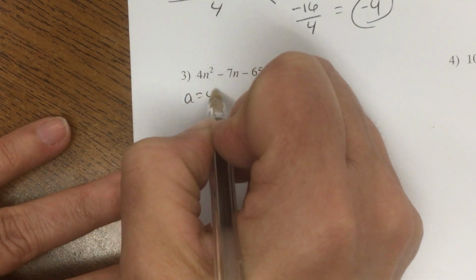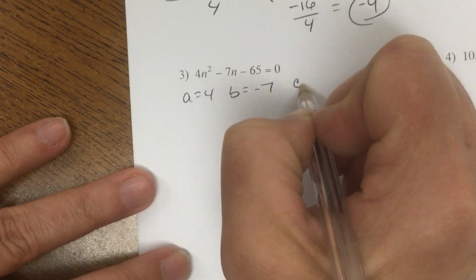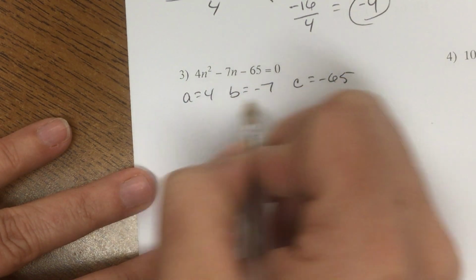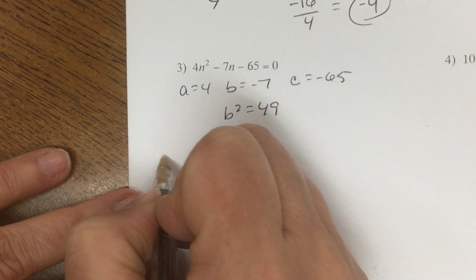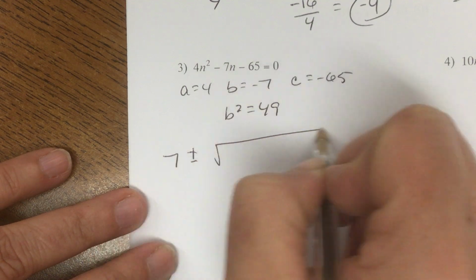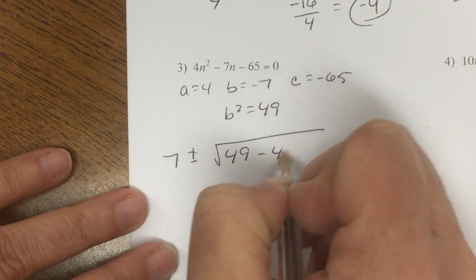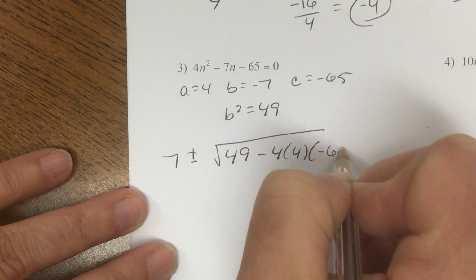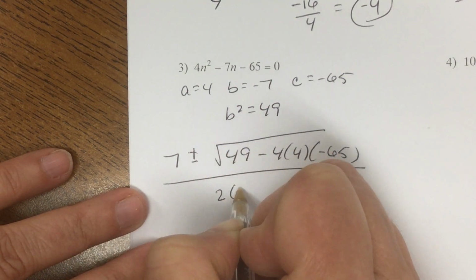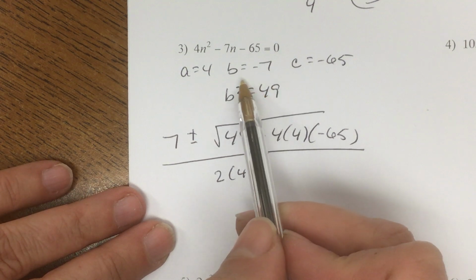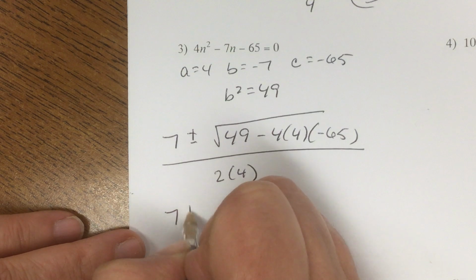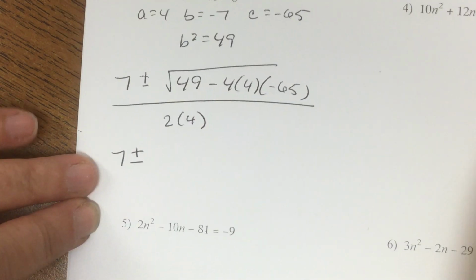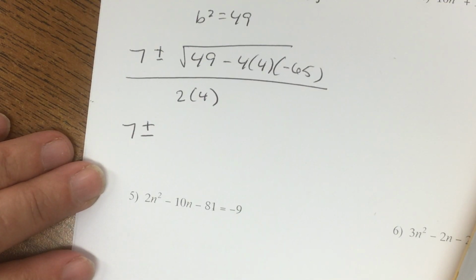Okay? Number 3, A is 4, B is negative 7, C is negative 65. So that means B squared is going to be 49. So negative B plus or minus radical B squared minus 4AC all over 2A. Notice again, B was negative 7, so negative B is positive 7. Then we need to find the square root of that. So take 49.